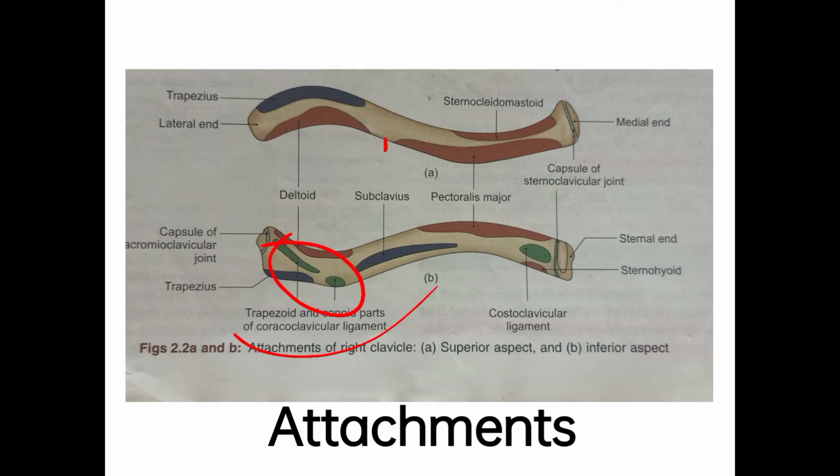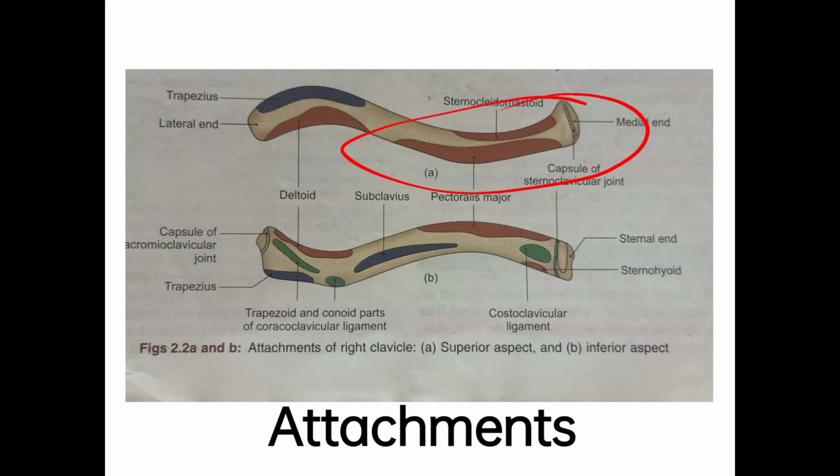Now the medial two-third of the shaft. Most of the anterior surface gives origin to the pectoralis major. See, this is pectoralis major. Half of the rough superior surface gives origin to the clavicular head of the sternocleidomastoid muscle. Here it is the sternocleidomastoid muscle.